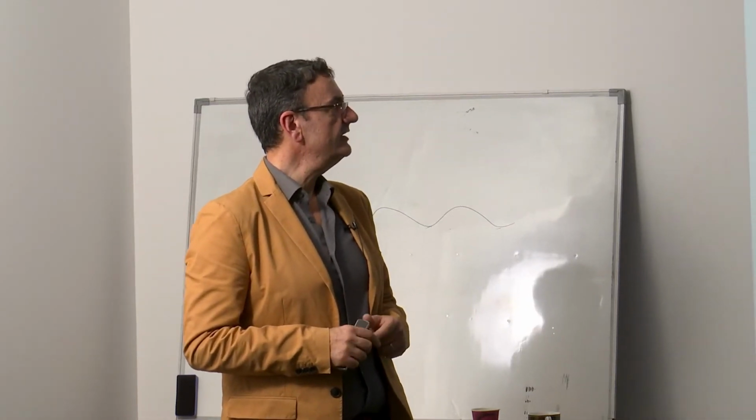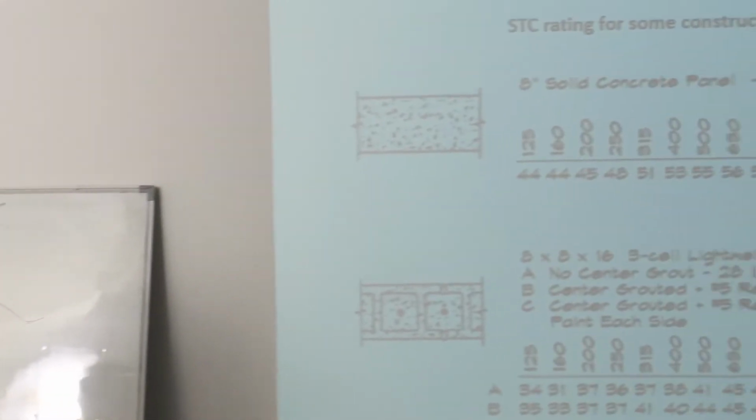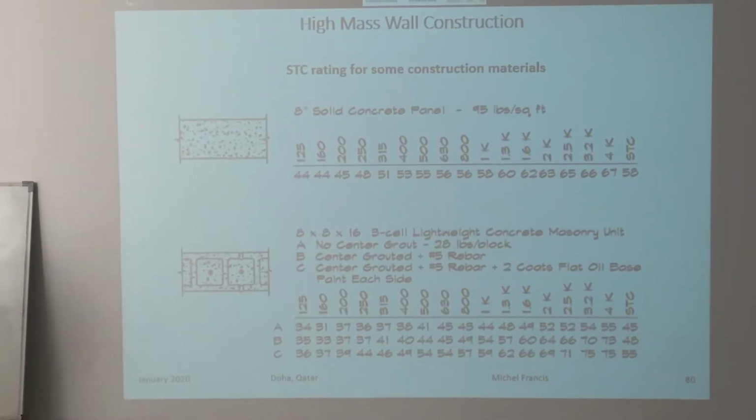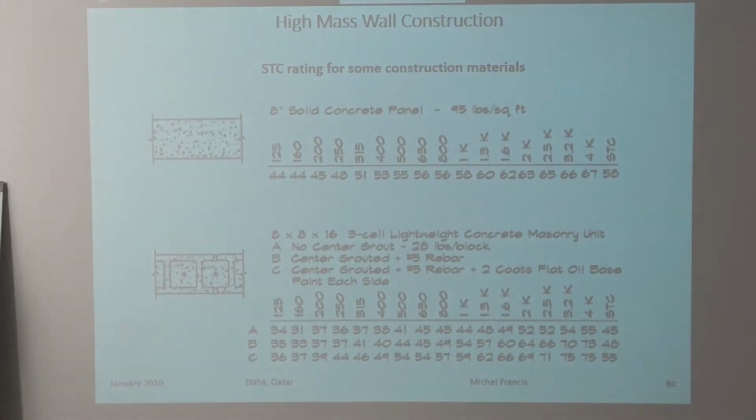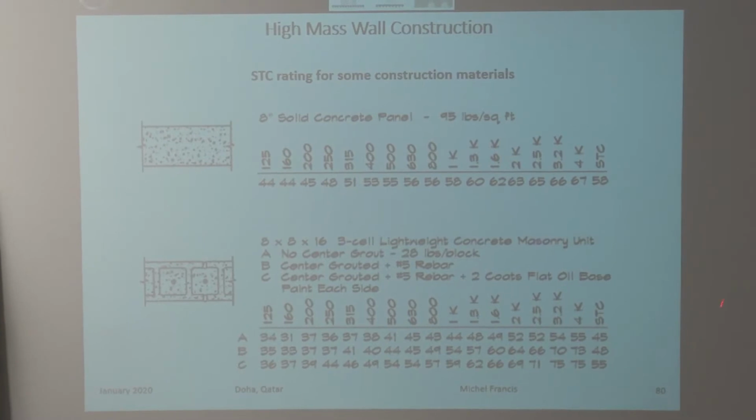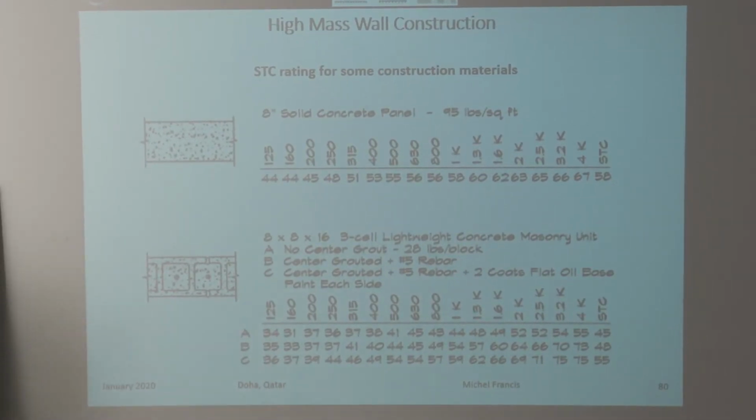These are examples of real life STC blocks. An 8-inch, so 20 centimeter thick, solid concrete panel at 95 pounds per square foot density will give you an STC of 58, which is quite high for a massive concrete wall. If you look at a grout-filled masonry unit, without grout that number is 45. If you put grout and rebar, it's going to be 48. And with rebar and 2 coats of flat oil base paint on each side, it's going to be 55. So when you change the material property and add more layers, the result is different.